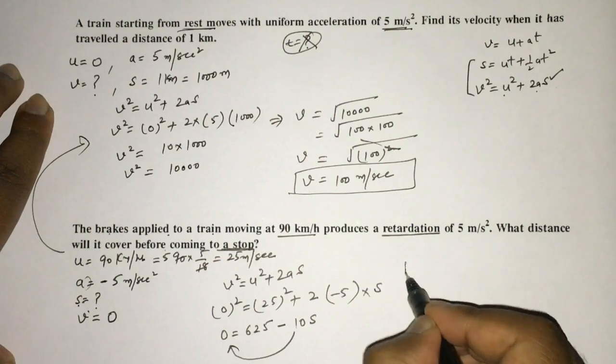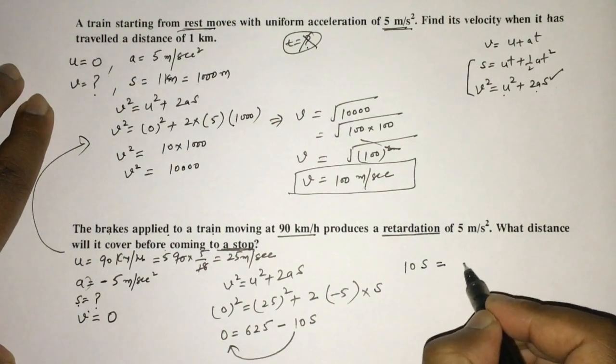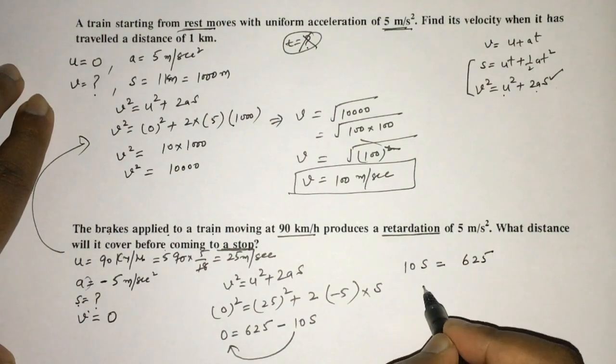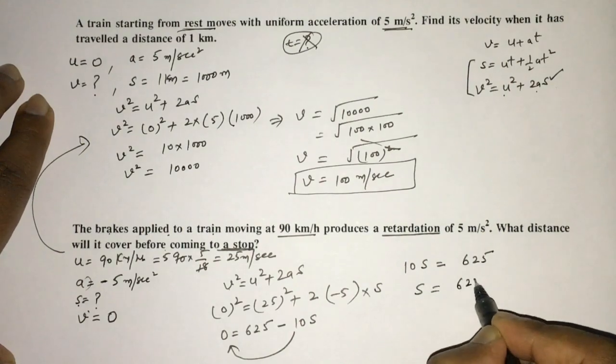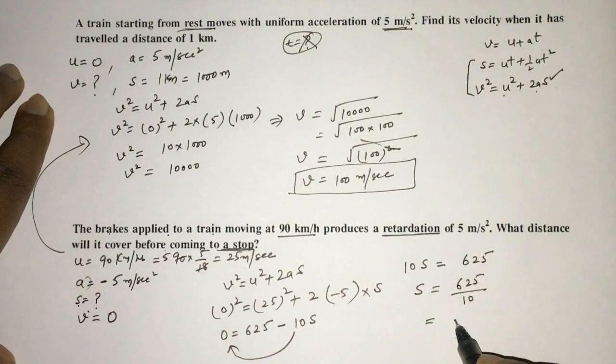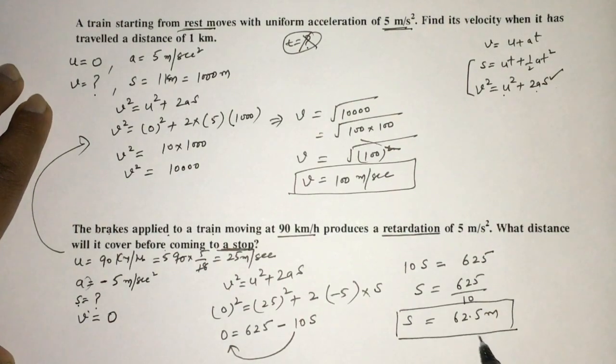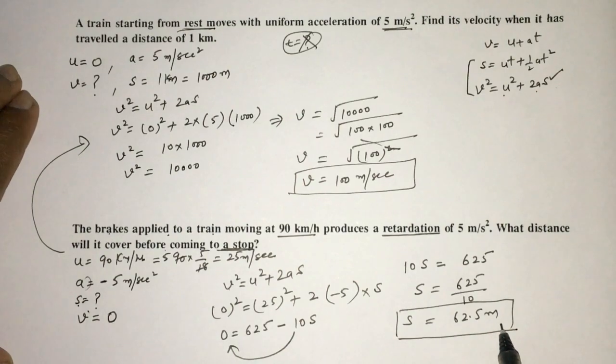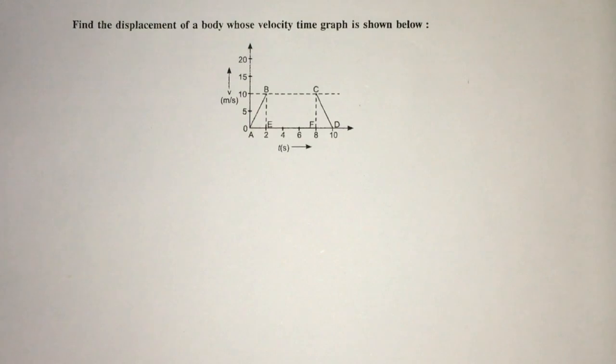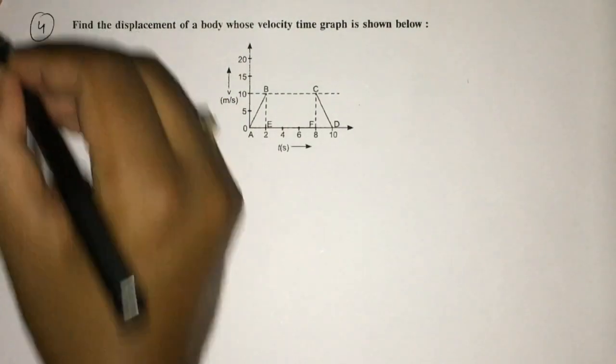We have 10s is equal to 625, or you can say s is equal to 625 upon 10, which is equal to 62.5 meters. So the distance is 62.5 meters. Now let's move to the next question, question number 4.